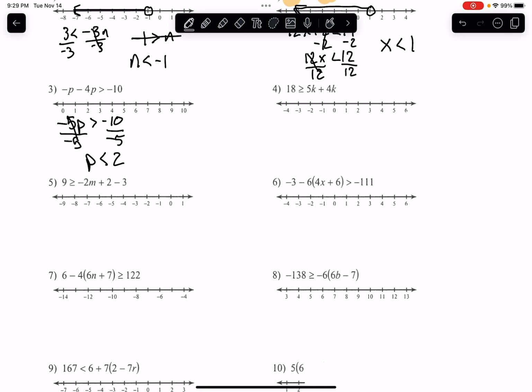So we're going to have our open circle at 2, and we are going left. P is smaller than 2, so we want everything smaller than 2. That graph shows that now.